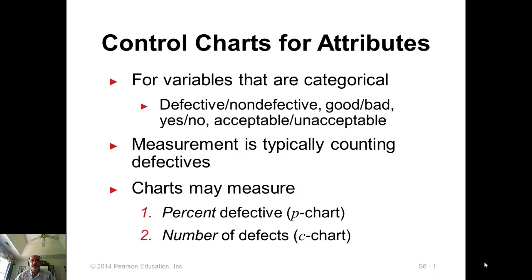non-acceptable, when that is what we are measuring, then what we could do is count the measurements, or we can compute the proportion of those measurements. So how many defectives are there, or what percentage of the sample is defective. When you have situations like that, the control charts are called control charts for attributes. There are two control charts for attributes that we will be looking at. One is percent defective, which is the P chart, and number of defectives, which is the C chart.